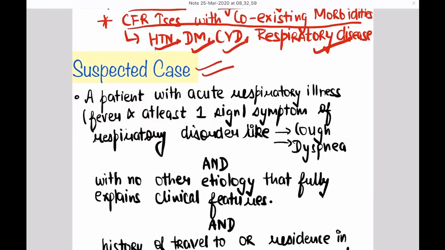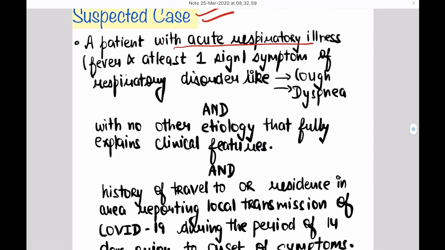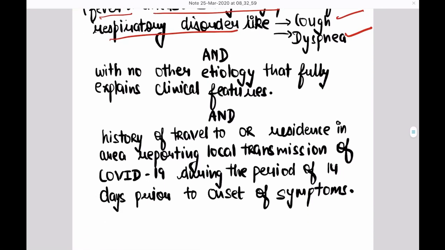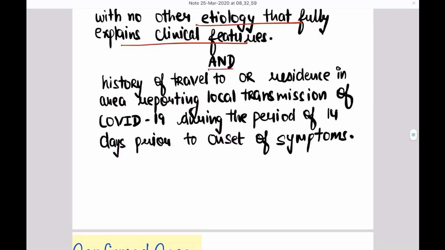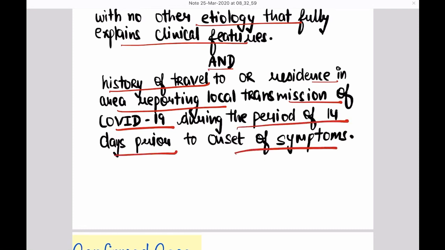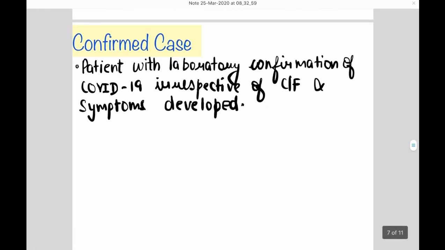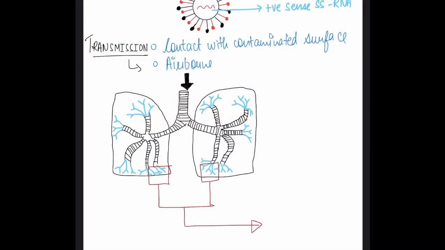A suspected case is defined as a patient with acute respiratory illness, that is, fever and at least one sign or symptom of respiratory disease like cough or dyspnea, with no other etiology that fully explains the clinical features of the patient, and a history of travel to or residence in an area reporting local transmission of COVID-19 during the period of 14 days prior to the onset of symptoms. The definition of a confirmed case is a patient with laboratory confirmation of COVID-19 irrespective of the clinical features and symptoms developed. Now let's talk about the pathophysiology of COVID-19.